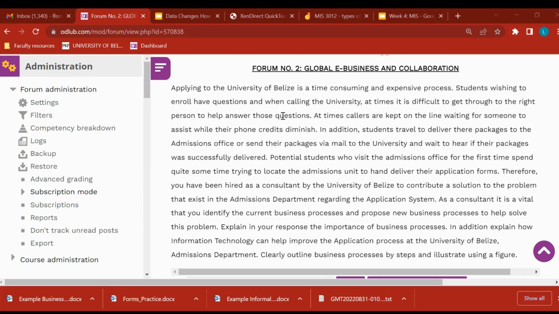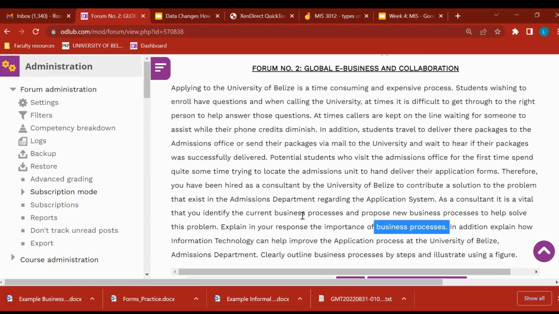If you had the opportunity to improve this process of admissions, registering, etc., what are some of the steps that would be in that process? Now, there are terms that you need to highlight and define. We see, for example, business processes.